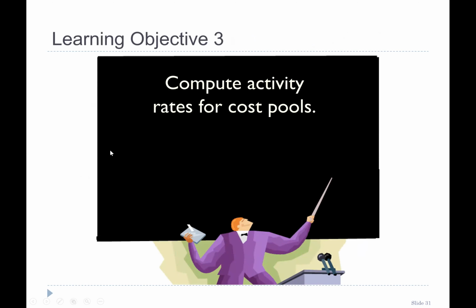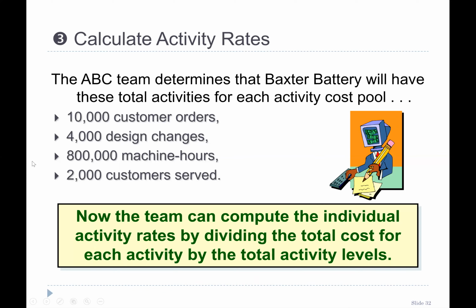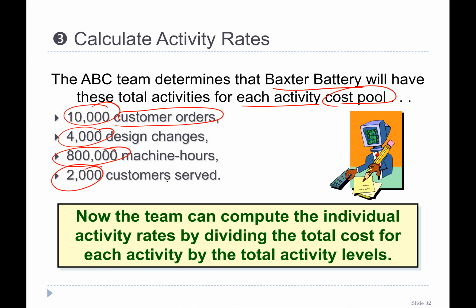Okay, let's move forward. Now, our third learning objective is to compute activity rates for cost pools. Let's discuss that. We are in continuation of the previous Baxter battery example. The ABC team determines that the Baxter battery will have these total activities for each cost pool as follows. For customers, they have number of customer orders, 10,000. They have design changes, 4,000. They have 800,000 machine hours and 2,000 customers served.